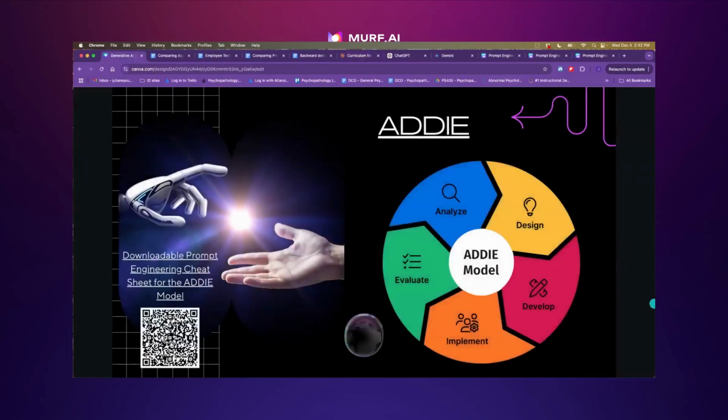So ADDIE looks like this. It starts with an analysis phase. So we analyze what we need to do, design, develop, implement, and evaluate.